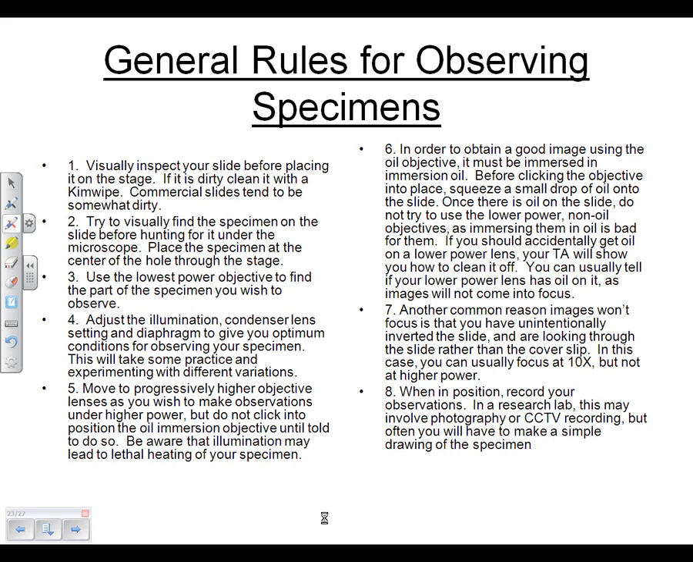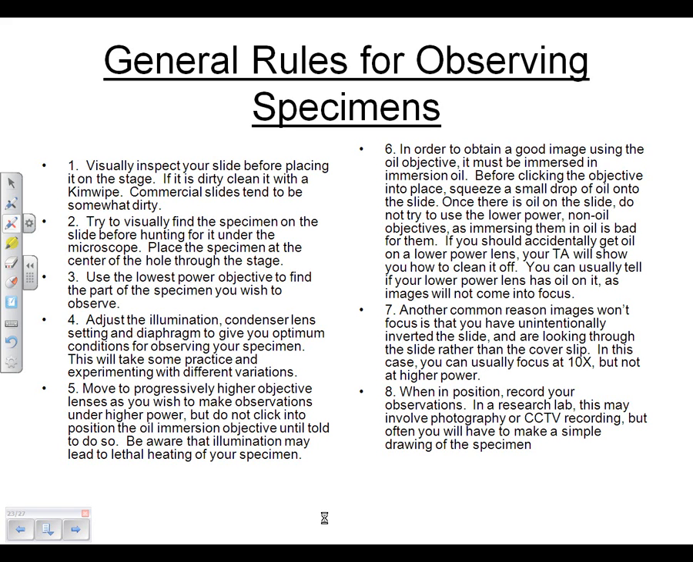As I said before, use the lowest power objective, and adjust the illumination with the condenser and the iris diaphragm as much as you can. Start at the lowest power and move progressively to the higher power. One reason is so you can make observations at each power and see what's different, and the other is, as I said before, it's much easier to do the focusing on the lower power.